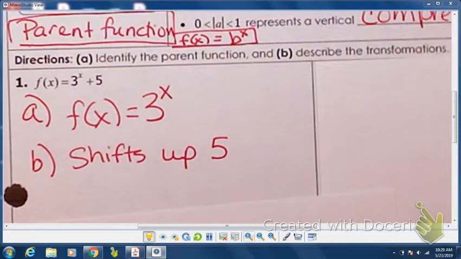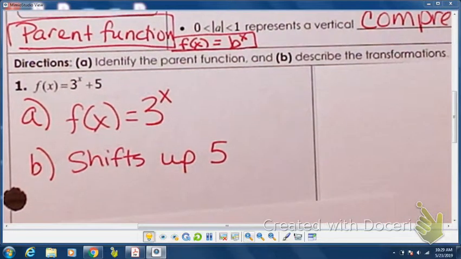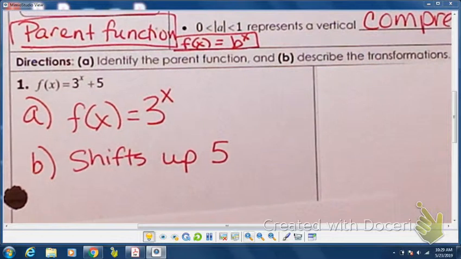For the next part, it says to A, identify the parent function, and B, describe the transformations. So if we have 3 to the x power plus 5, our parent function is 3 to the x. Our parent function is always just going to be some base, either a fraction or a whole number, to the x power. And the transformation is this one shifts up 5.